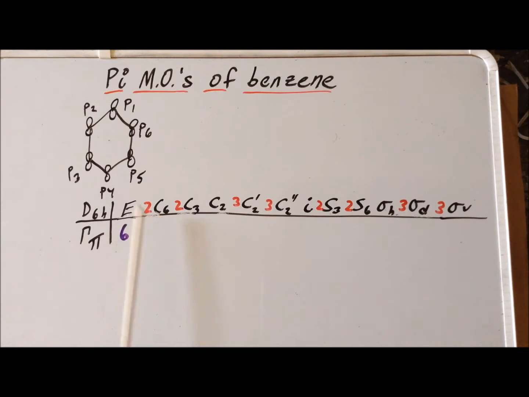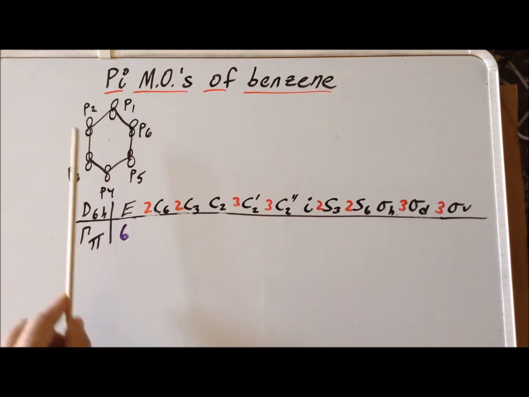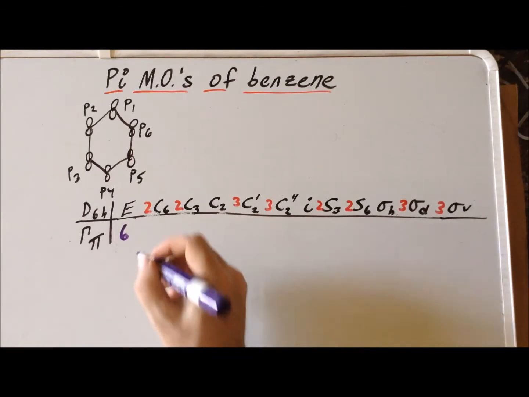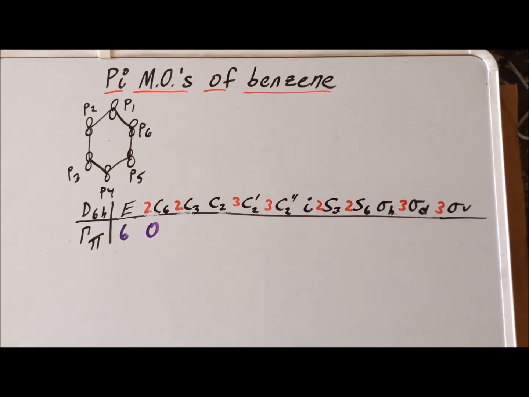For the C6 operation, that takes p1 to p2, p2 to p3, p3 to p4, p4 to p5, p5 to p6, and so on. Since each of the p orbitals moves, none of them doesn't move, and our character is therefore going to be a 0.